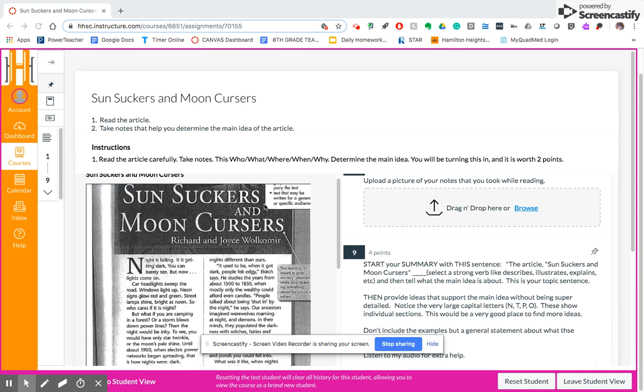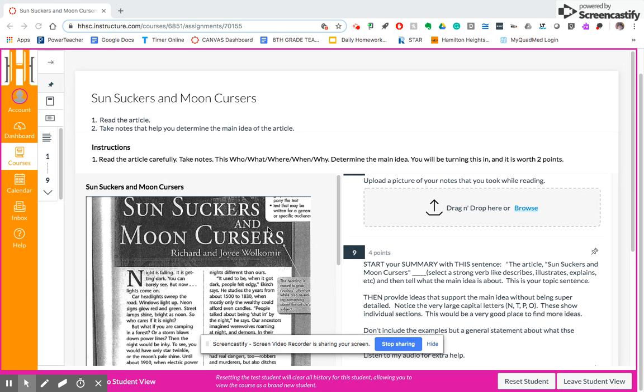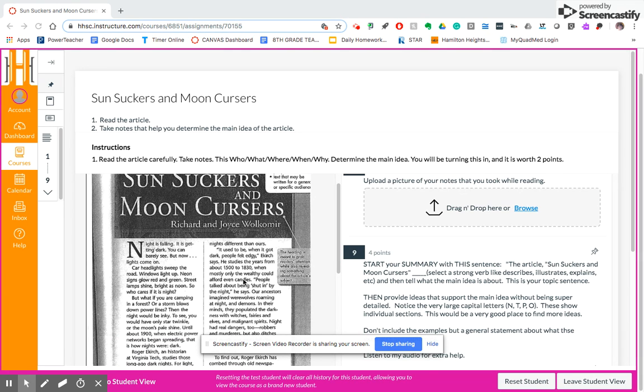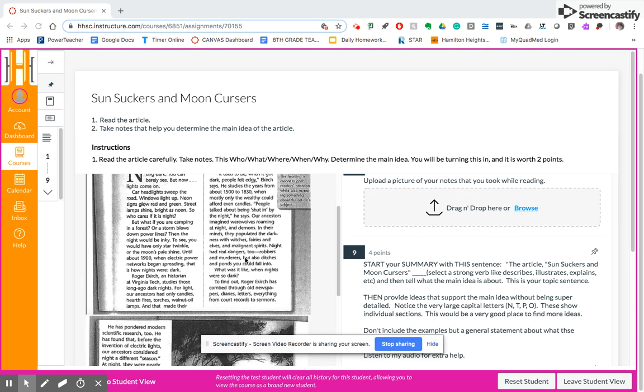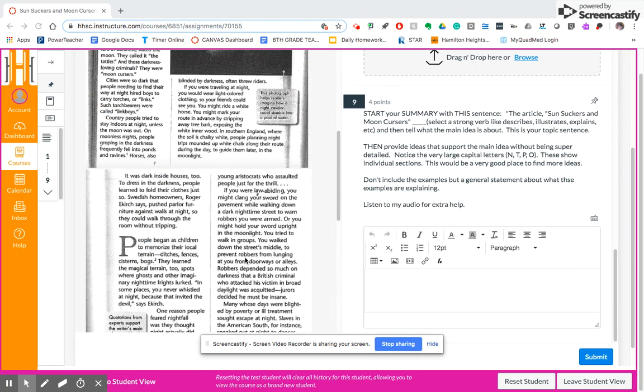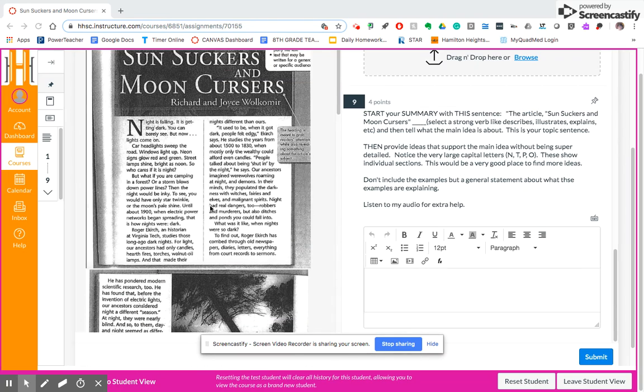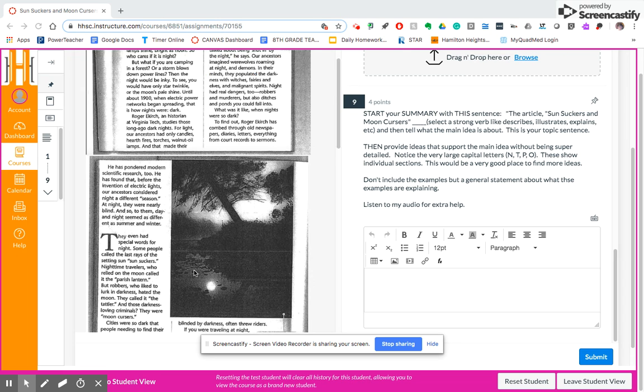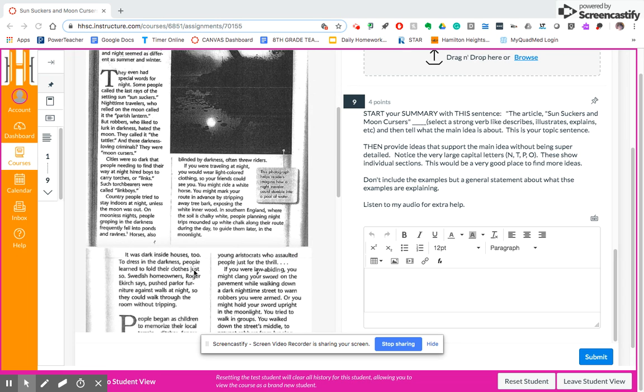Just do a really good job on this. It's not that long of an article, but you're going to have to read it carefully. You're going to have to take some notes over it. And I don't mean a ton of notes. It's a 1, 2, 3, 4 page article. I'm thinking you could write a few things for each section, and that would be enough.